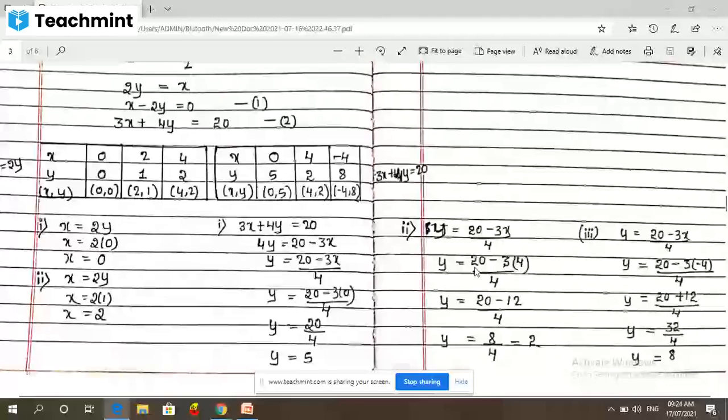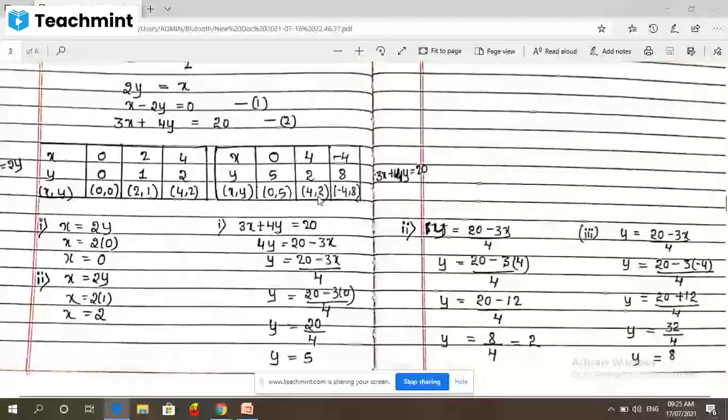You all know this one, no? Yes. See, y is equal to 20 minus 3 into 4, which is equal to 12. So y is equal to 20 minus 12 divided by 4. Then in the next step, y is equal to 8 by 4, that is equal to 2. So we got y value as 2. So the point is 4, 2.